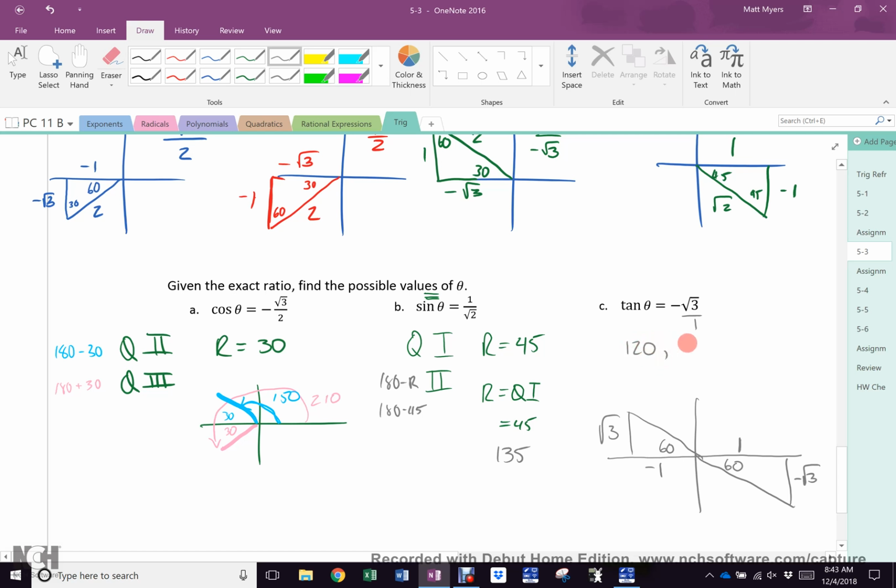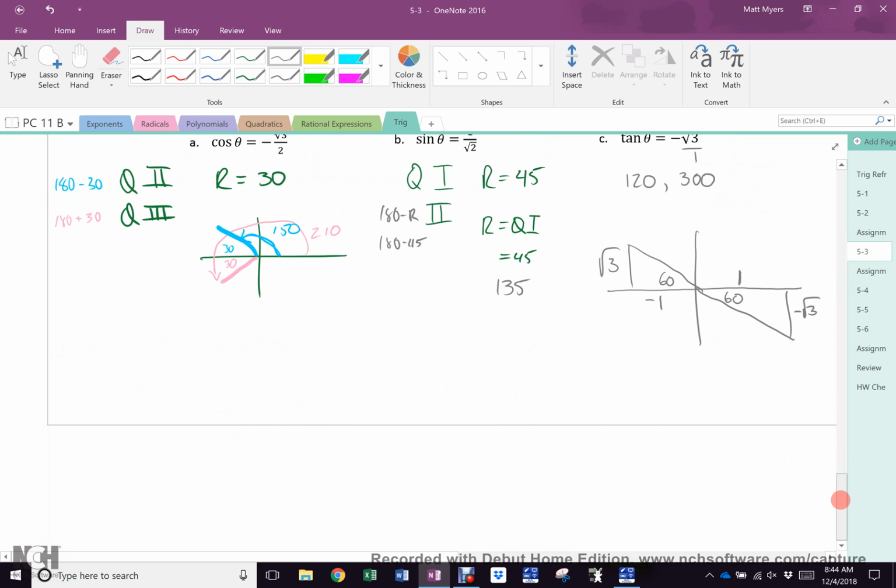120 and 300. Okay? Now, please notice that if you feel you can do it without drawing, there's a pretty decent chance you're going to make a mistake right now. But when you draw it, is it possible? Yes. It's possible to make a mistake. It's a lot harder because you can see the triangle. Okay?